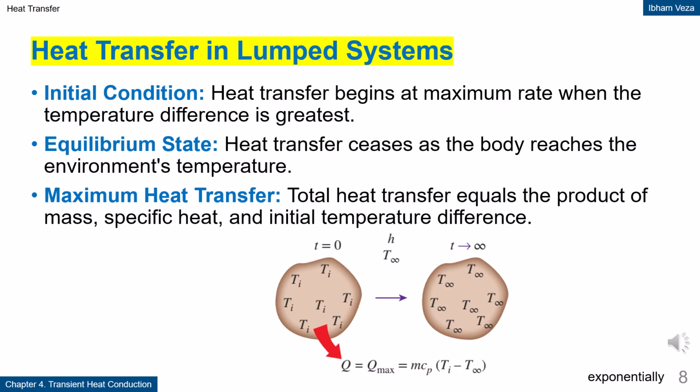Heat transfer in lumped systems. At the beginning of the process, the heat transfer rate is at its maximum because the temperature difference is the largest. As time passes, the temperature difference decreases, and the heat transfer rate also decreases. At the final condition, the body temperature equals the ambient temperature, and heat transfer stops. The total heat transferred can be calculated from mc(Ti − T∞). This concept is very useful for estimating simple heating or cooling times.